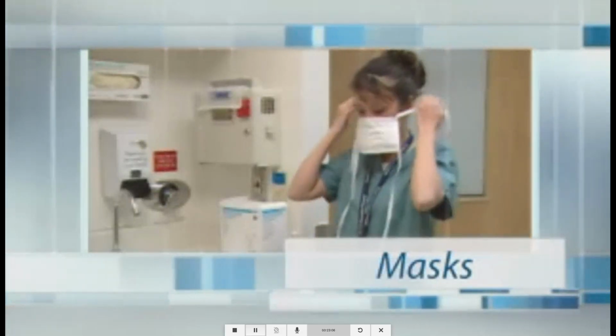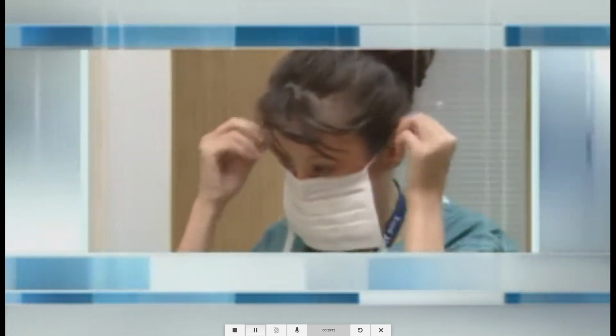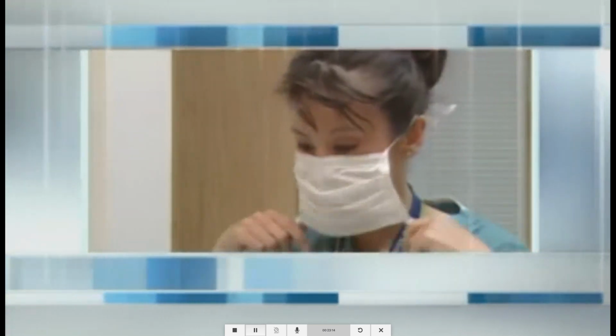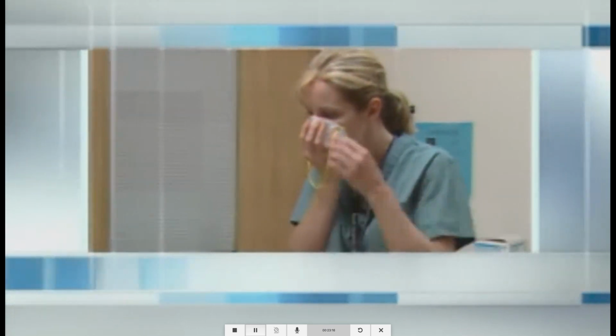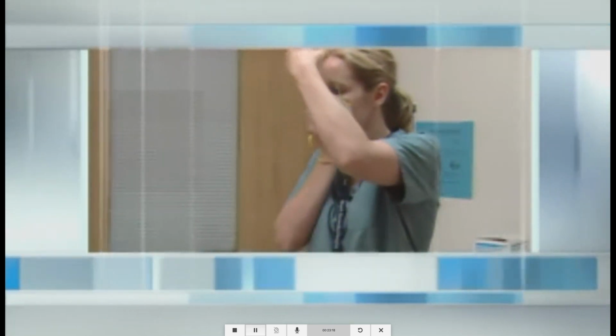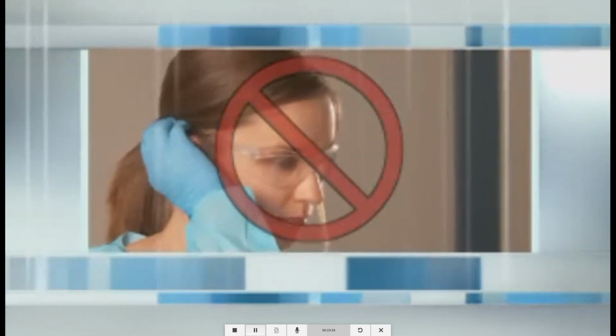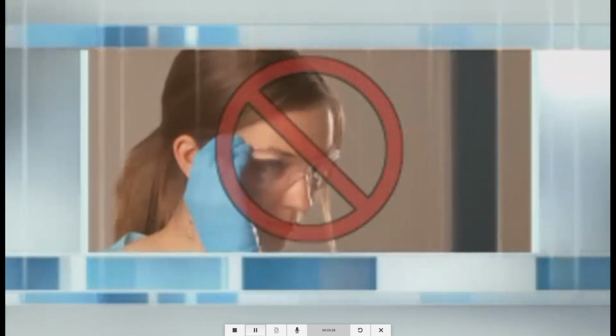Masks are used to prevent the exposure and contamination of the mucous membranes of the nose and mouth. A procedure or surgical mask is sufficient protection for most situations, unless protecting from a disease that is transmitted by airborne particles or if an aerosolizing procedure is being performed. You must avoid touching your face when wearing a mask and/or eye protection.